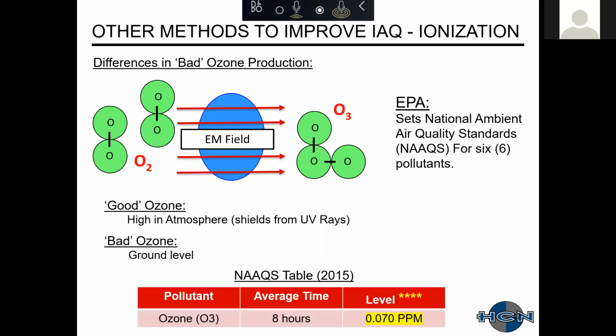So the National Ambient Air Quality Standard has a table from 2015 where they list ozone. There's a couple of other pollutants as well. The average time and then the level of exposure. I highlighted in yellow, with the yellow stars, there's a lot of different levels based on states, et cetera. I'm not an expert on what that level actually is, but understand that ozone is considered to be a pollutant.